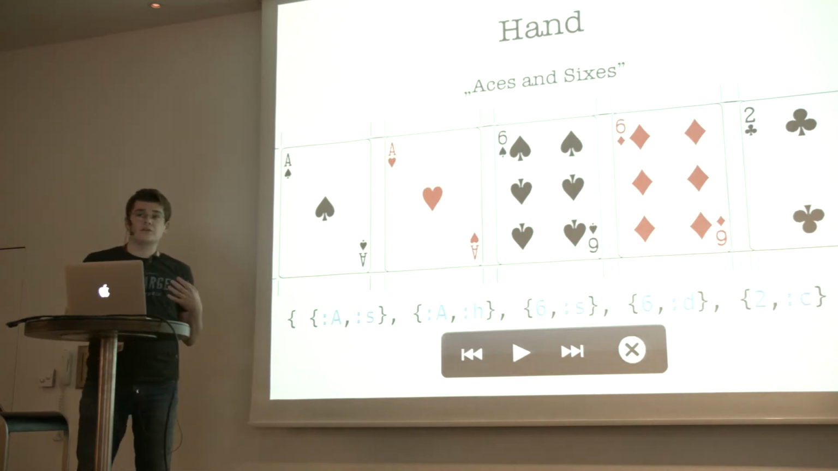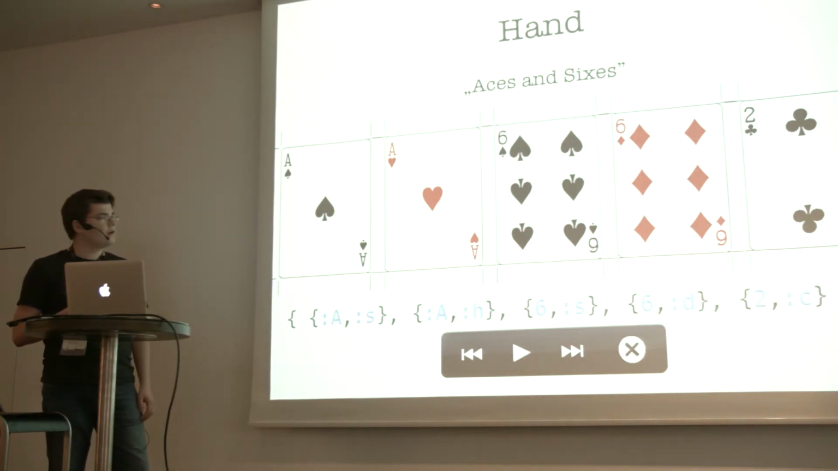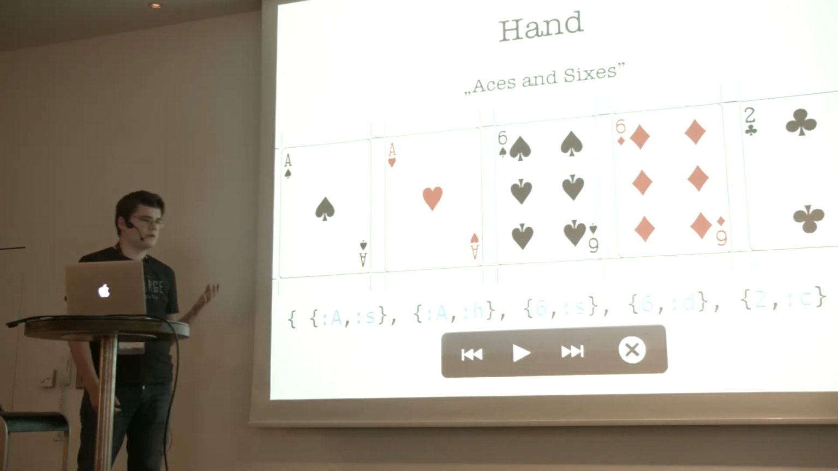We can have another data structure, which is a hand. In this case, it's a hand from Texas Hold'em. So we have two pairs. We have aces and sixes. And we can represent that as a tuple of cards. It's a tuple of tuples.